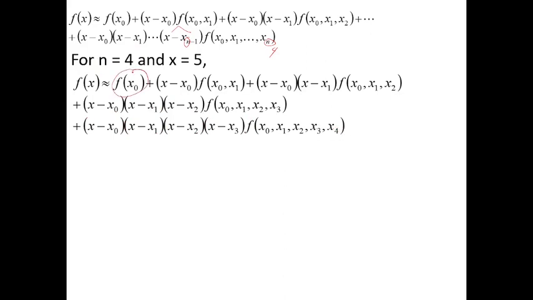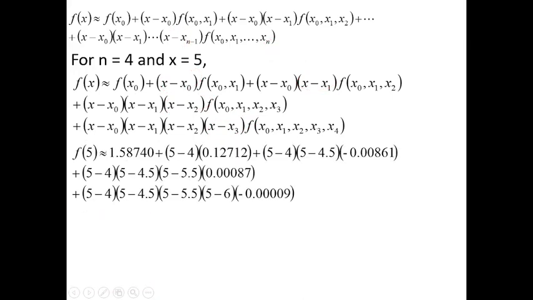So, first, f of x0. Then add x1, add x2, add x3, add x4. Next pattern, x minus x0, then multiplied by x minus x1, then x minus x2, until you reach x minus x sub 3. That's it. And then we substitute the 5.